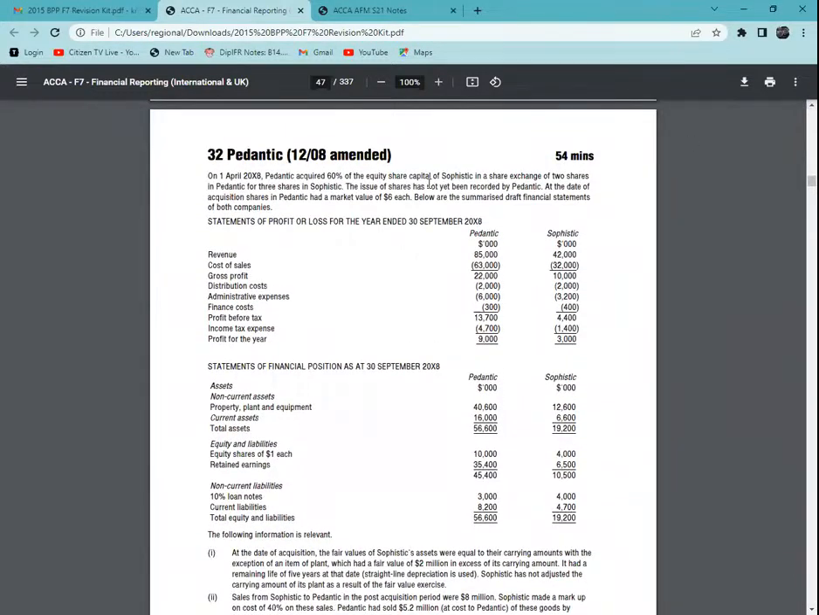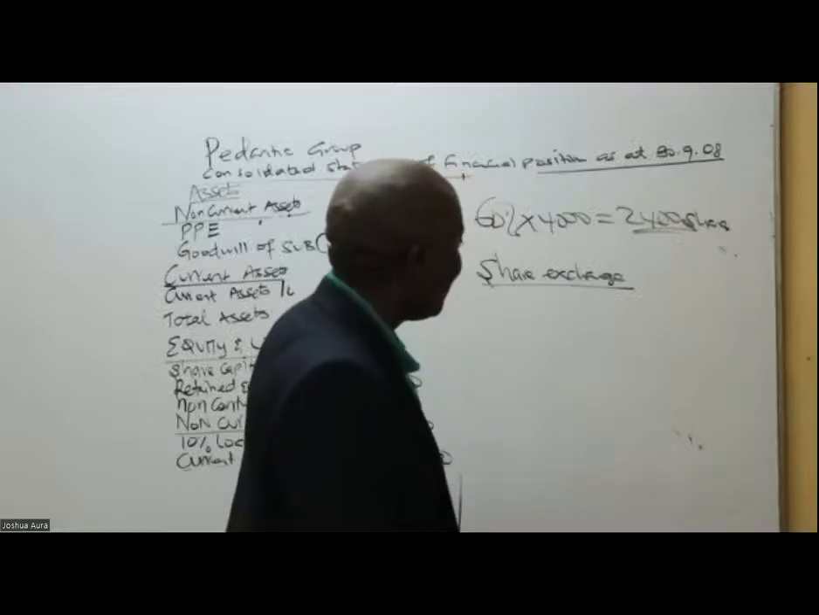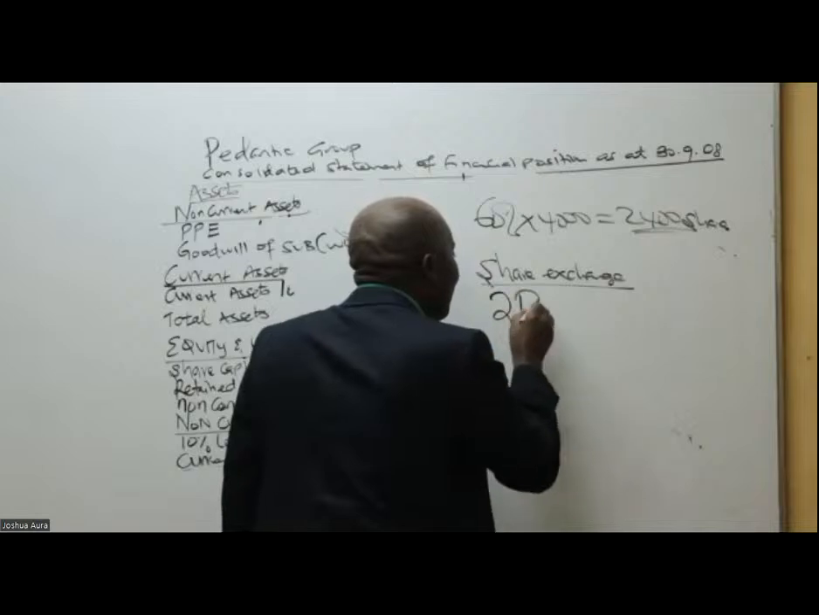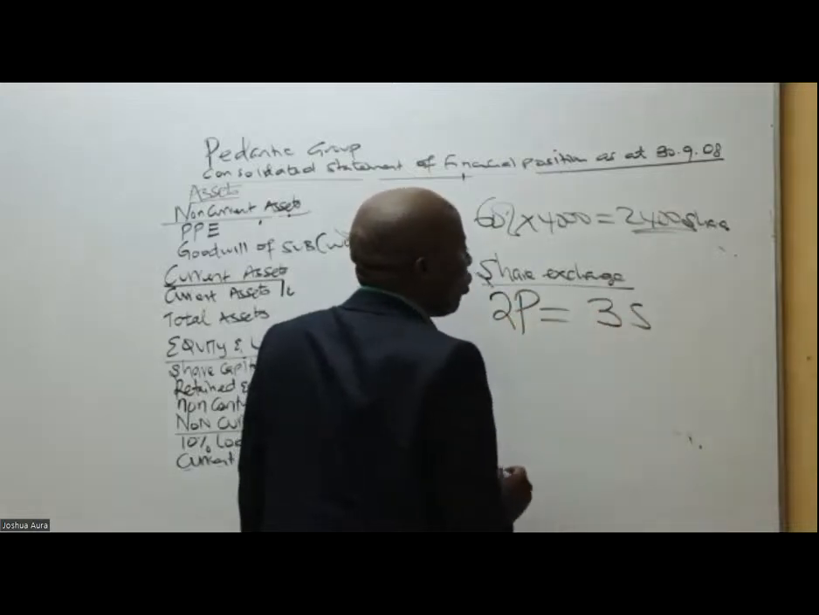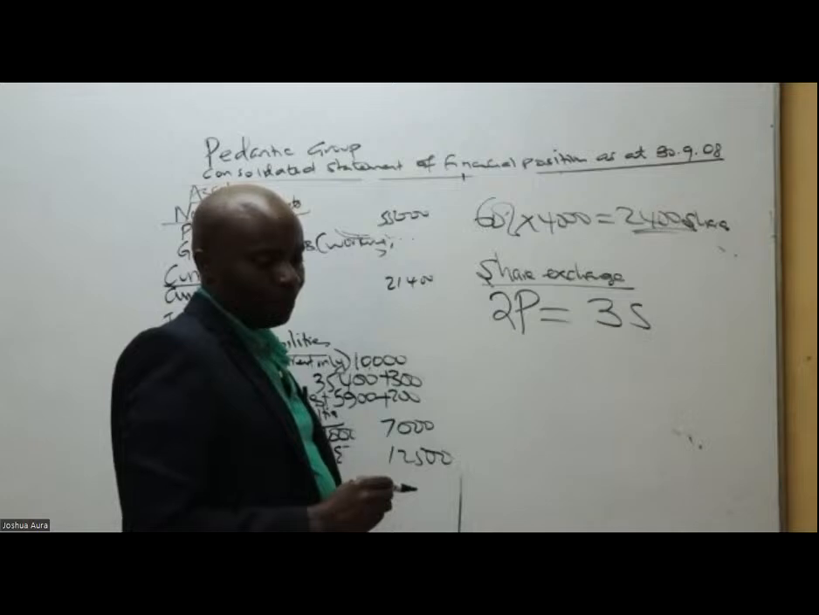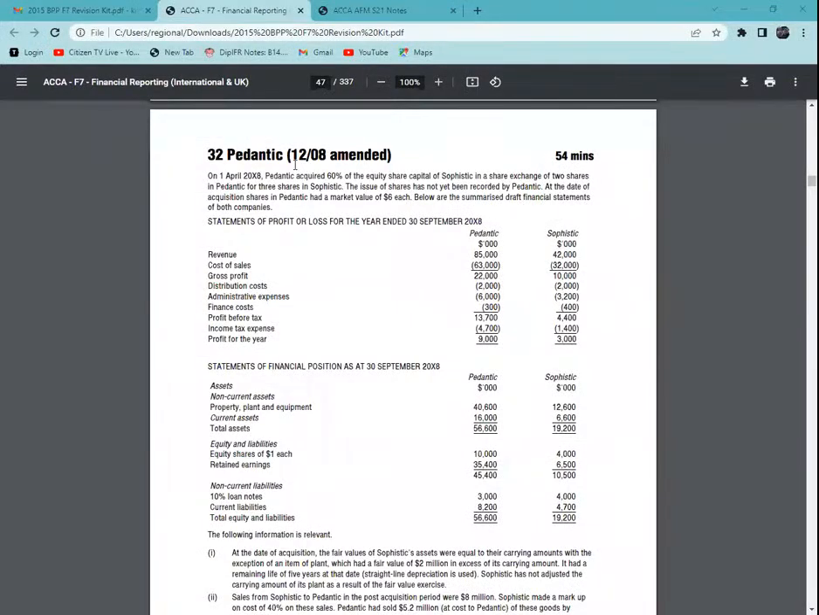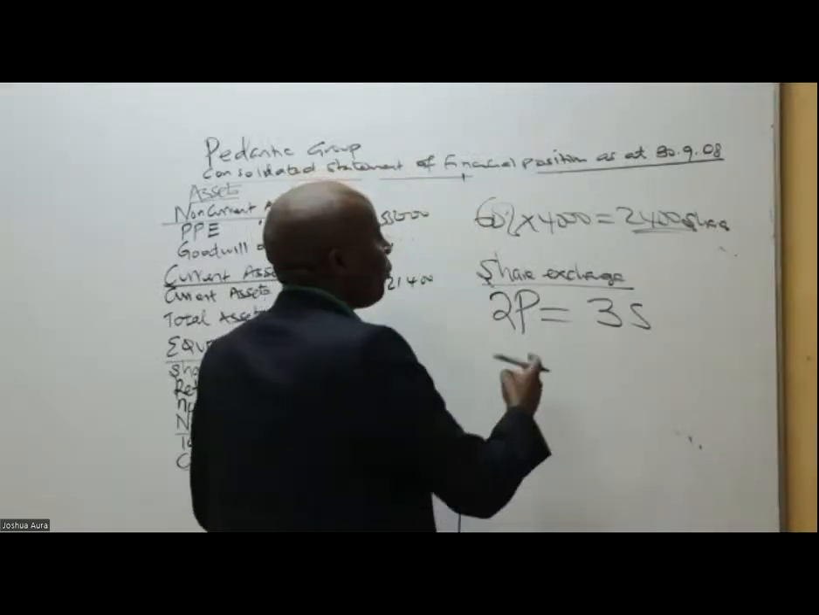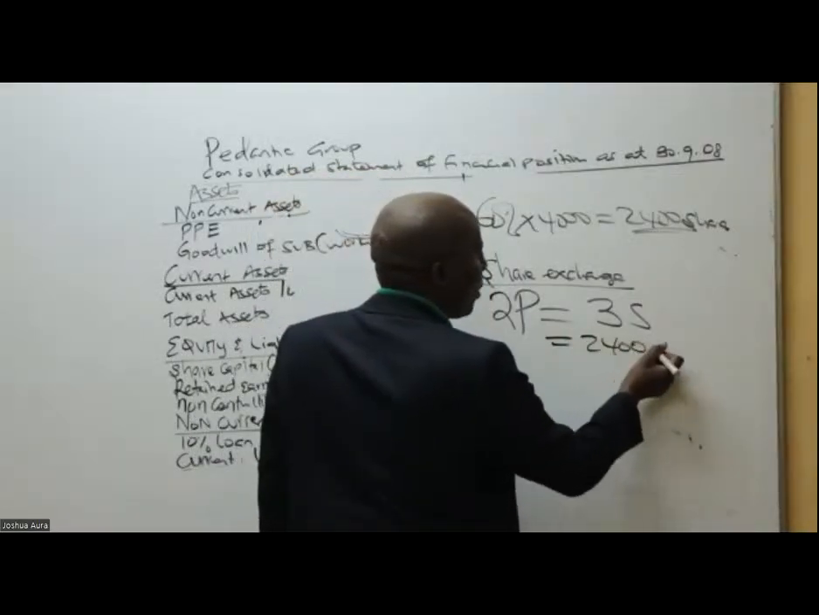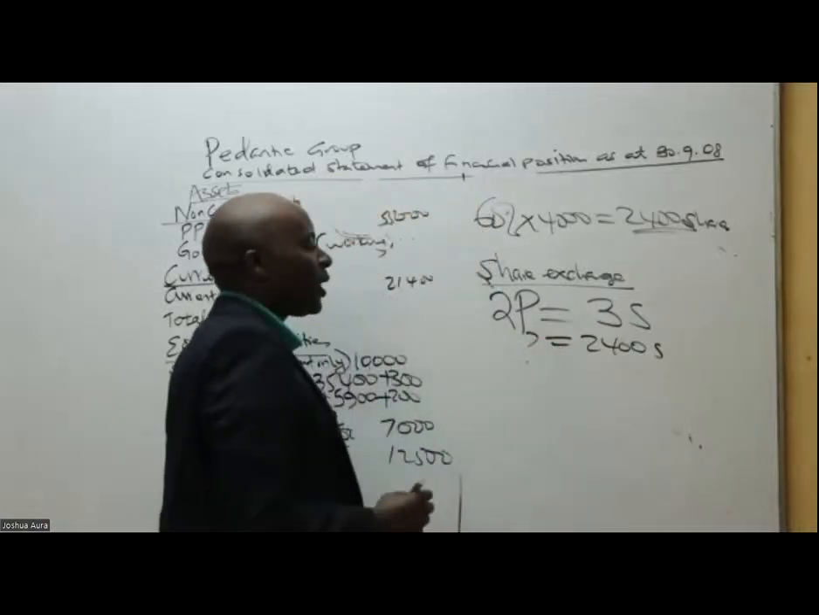What they have told us here, which is quite interesting: on 1st April 08, Pedantic acquired 60% of the equity share capital of Sophistic in a share exchange of 2 shares in Pedantic for 3 shares in Sophistic. I love this. 2 shares of Pedantic equals 3 shares of Sophistic. And we are aware that we bought 2,400 shares of Sophistic. 2,400 shares of Sophistic will be equivalent to how many shares of the parent company?